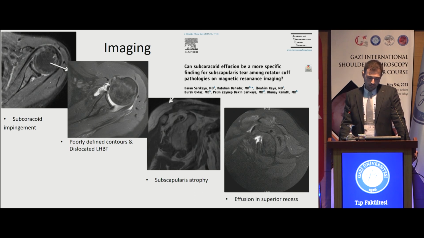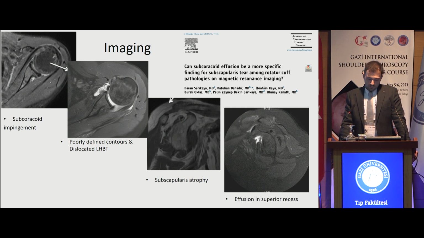These are the 4 specific images that I brought to present to you. First is the subcoracoid impingement. As I said, this is now being debated, but it can be a cause of subscap tears. If there's a coracoid osteophyte or something that reduces the volume, it can give you an idea about subscap tear. In axial oblique plane images, you can see that the contours of the subscap tendon may be disturbed and irregular, and the long head of the biceps may be dislocated from its groove, the bicipital groove. This shows you that there is a subscap tear.